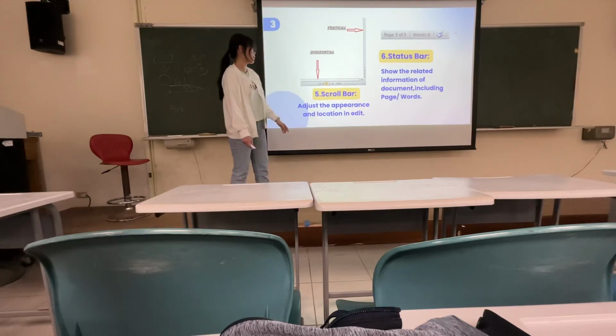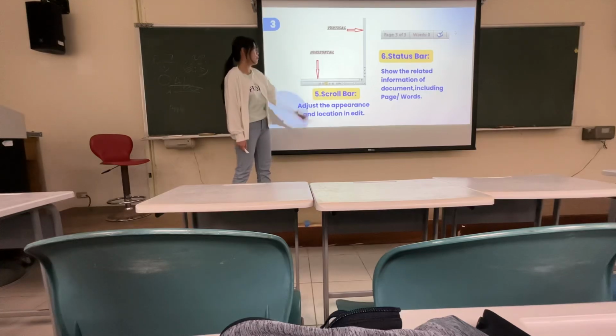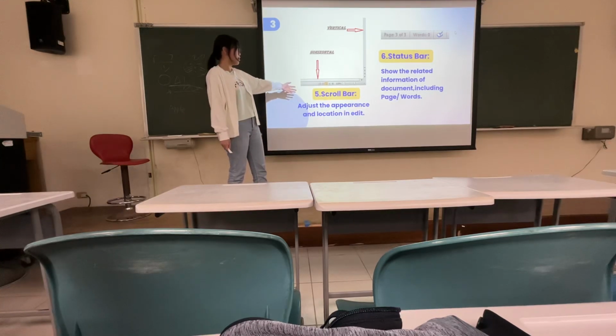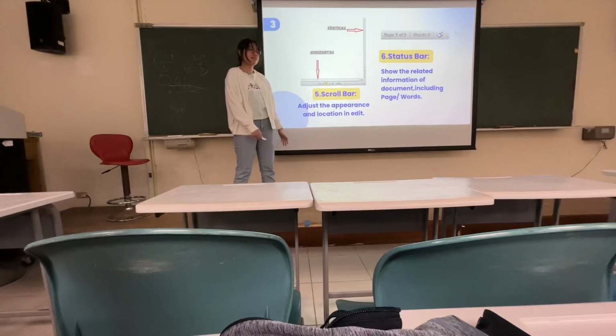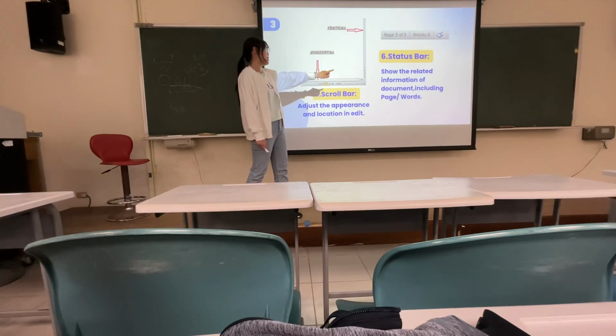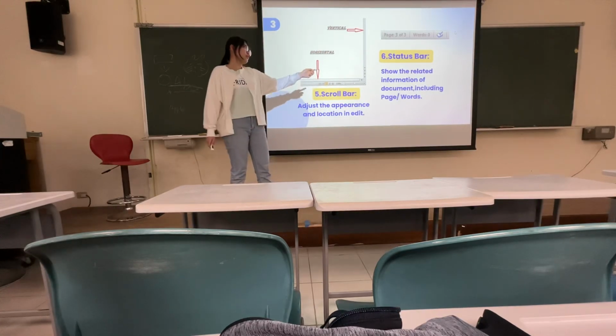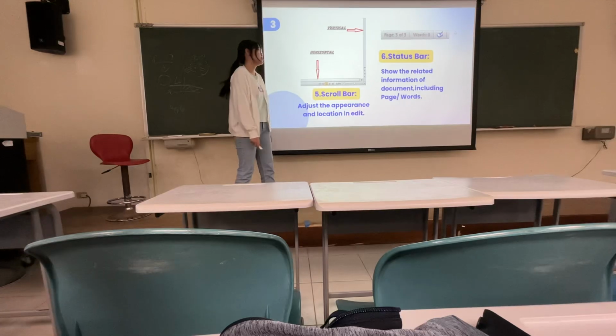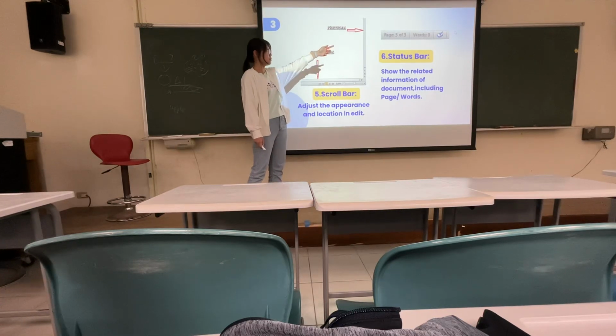And for the scroll bar, there are horizontal ones and vertical ones. The scroll bar helps you to adjust the appearance or location and edit. By scrolling to the left side, you can see the left side part of the document, for example. And the status bar is in the lower left corner, and it can show related information of the document, like pages or words.